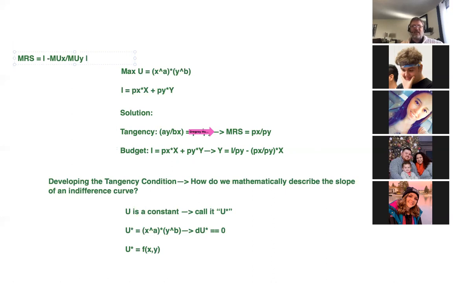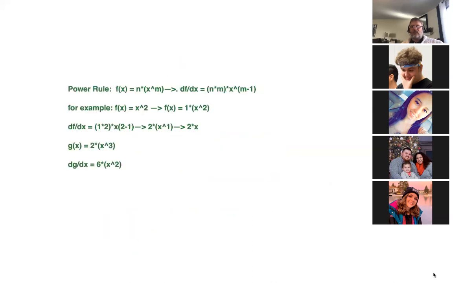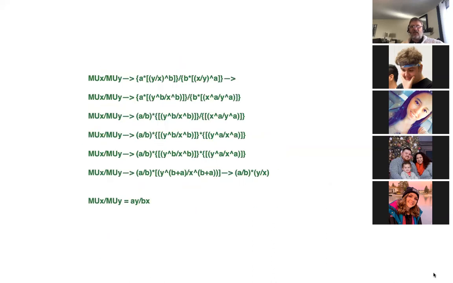I talked about this last time, but anyway, the big picture is, what you have to know is that in general the tangency condition is this, and that's how we calculate it, the ratio of the marginal utilities. And then in the case of the Cobb-Douglas, you should know that it takes this specific form, right? Because you're going to need that to solve the problems.